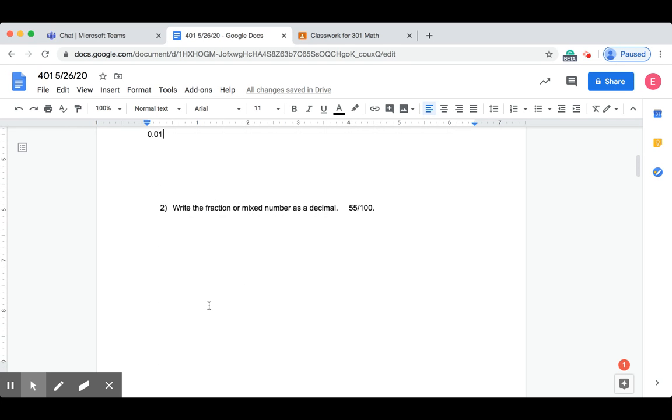Now this is where the problem changes a little bit. This problem says, write the fraction or mixed number as a decimal, 55/100ths. So the first thing I can look at is I know it's just going to be a fraction. It's not a mixed number because we don't have any whole numbers. So I can put 0 for my whole numbers and put my decimal. Now I know I have 55/100ths. Now remember, I want my decimal to end in my hundredth place value. I do not want it to start in the hundredth place value.